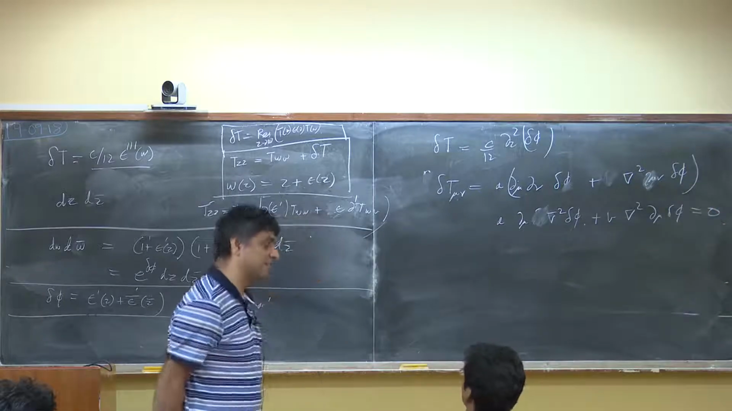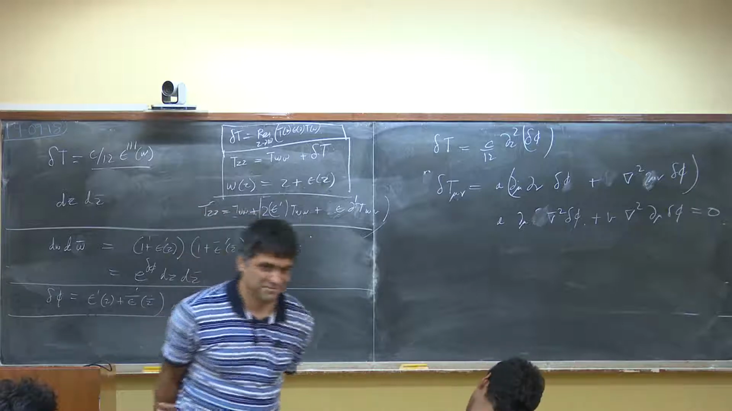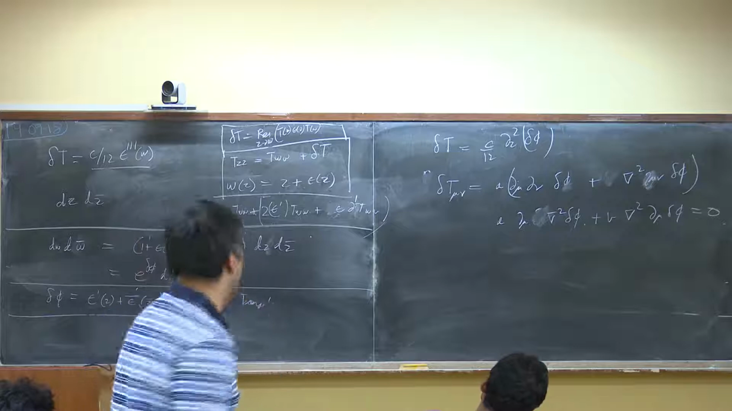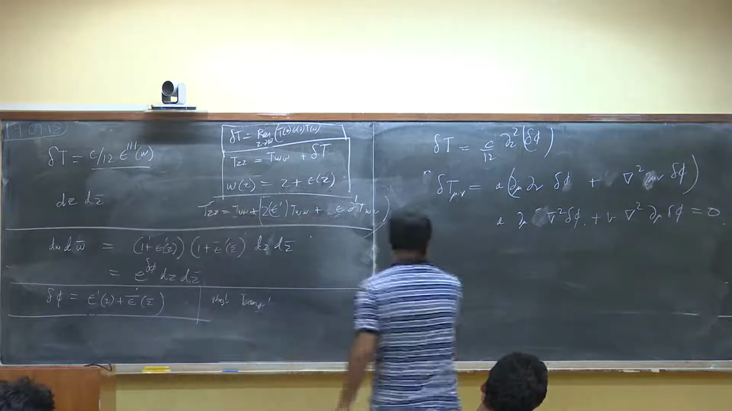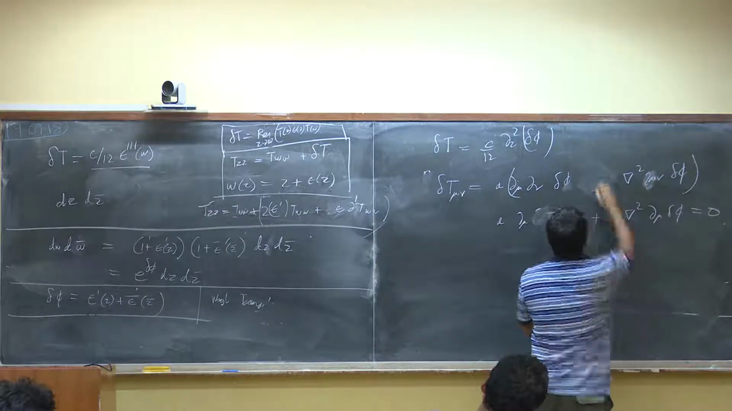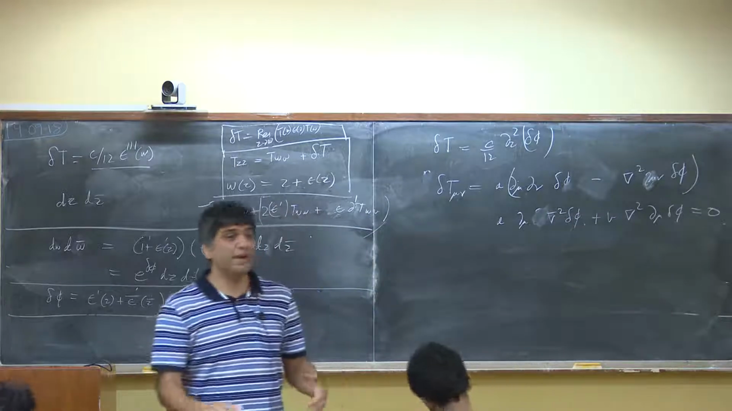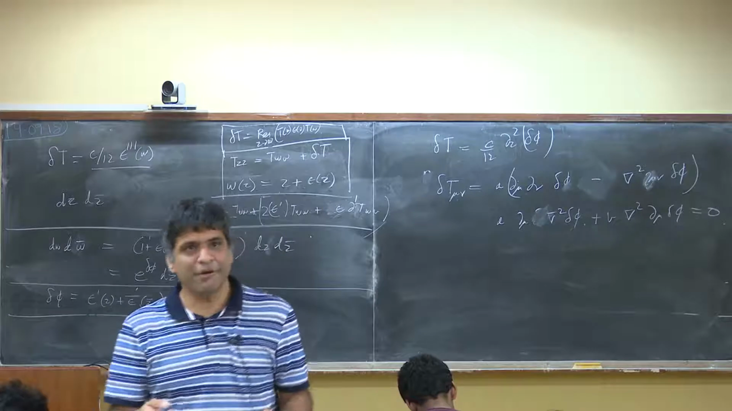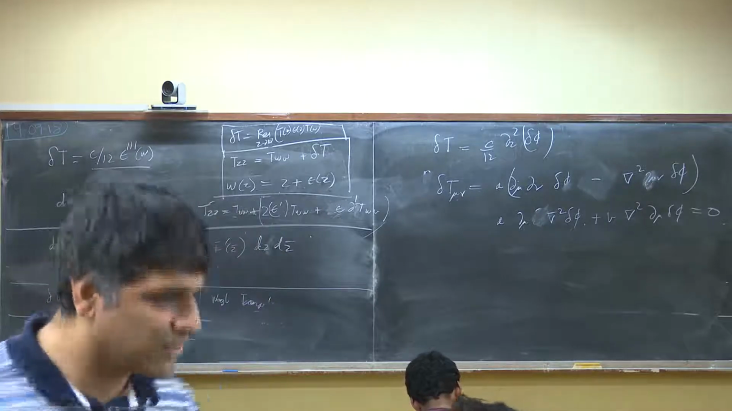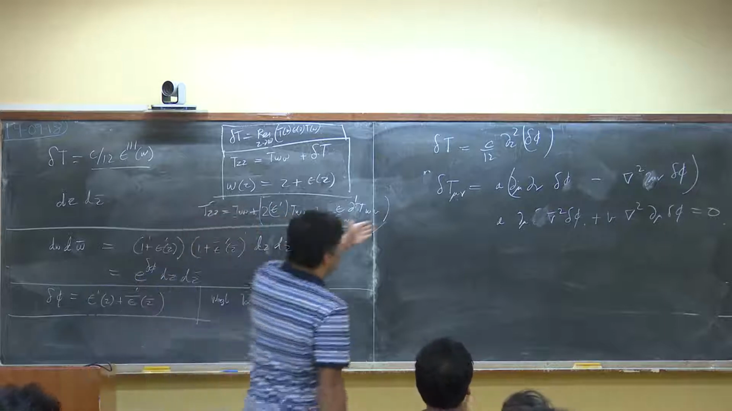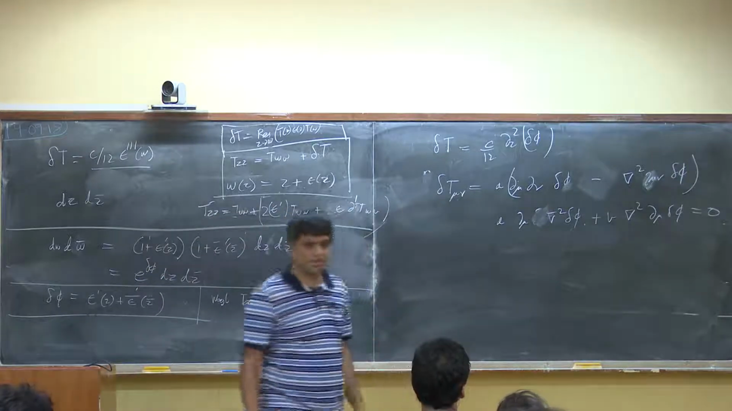But the original part was conserved. That was just transforming like a tensor. I want a minus, thank you. Is this clear? So once we invoke conservation, we have enough information to completely determine how the stress tensor has transformed under Weyl transformations.